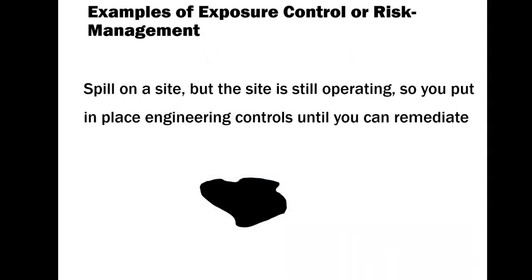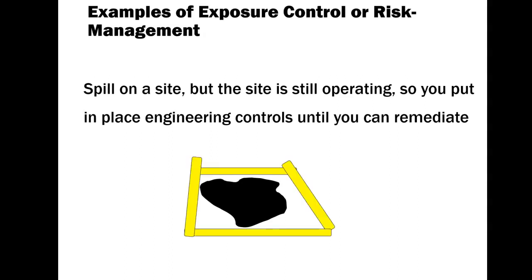Another example of exposure control or risk management would be if you had a spill on site, but the site is still operating. So you put in engineering controls as shown here. These are like booms until you can actually remediate what is going on.